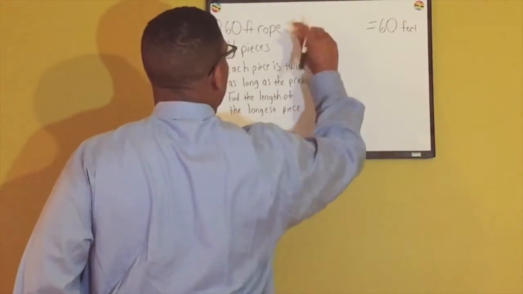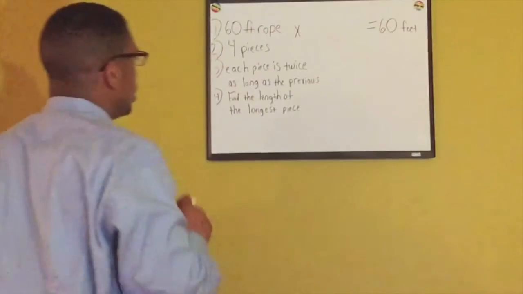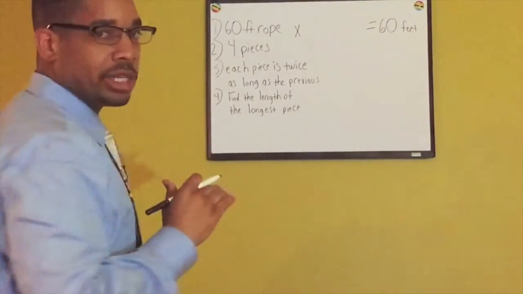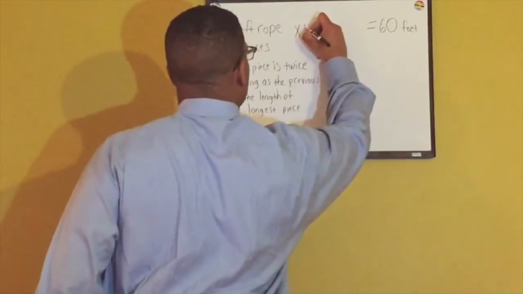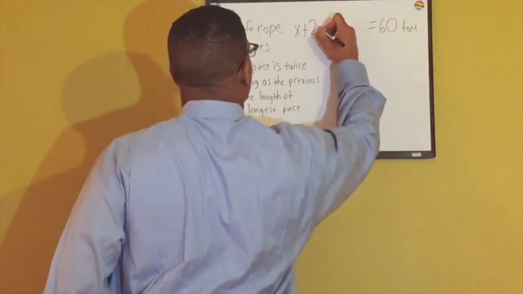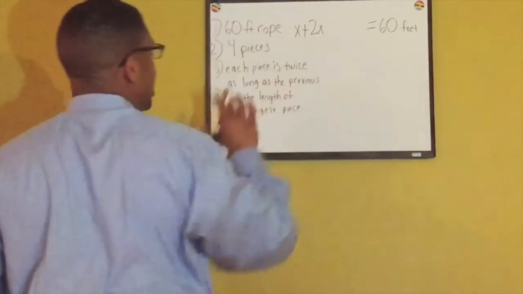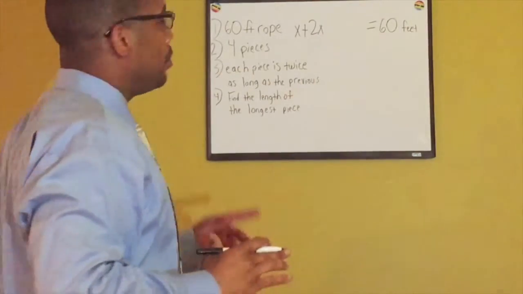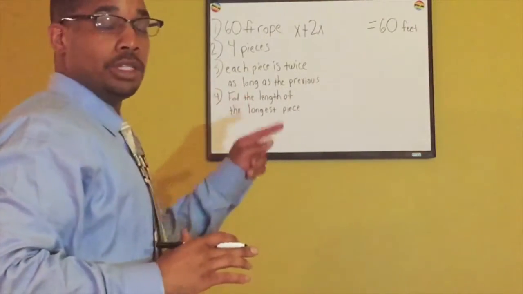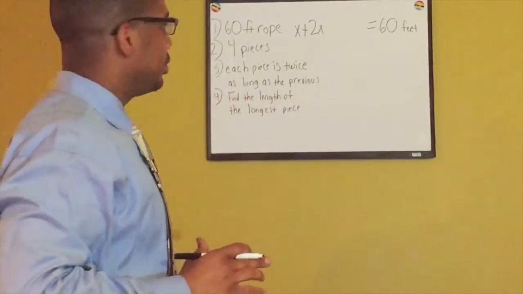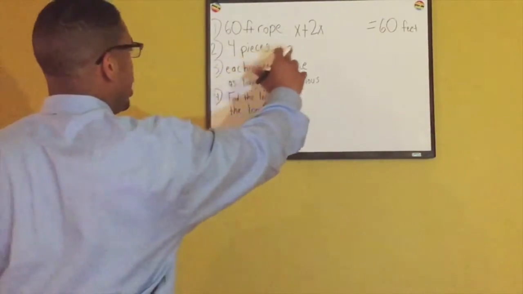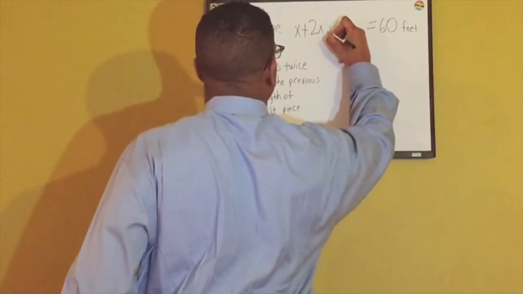Well, we know there's going to be 4 parts of this equation. So now each piece is twice as long as the previous. So we have X plus 2X. Let me reiterate. I'm adding because we have 4 pieces. And I multiplied the 1X by 2 to get the 2X. So now I'm going to take the 2X and multiply it by 2 again. 2X times 2 is going to give us 4X.